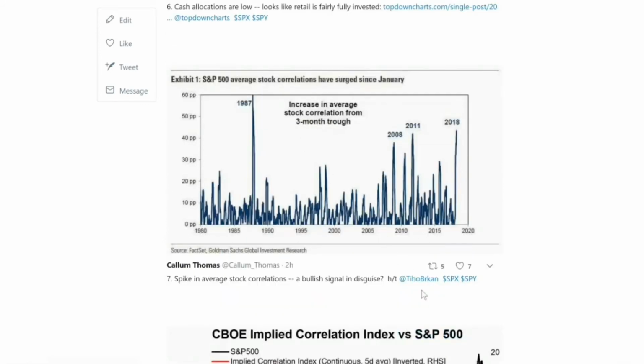Number 7 here, shared by Tiho. It's a really cool looking chart, this one actually. It's a change in average stock correlations, and you can see that it spiked in '87, '08, '11, and again this year. What do these times have in common?